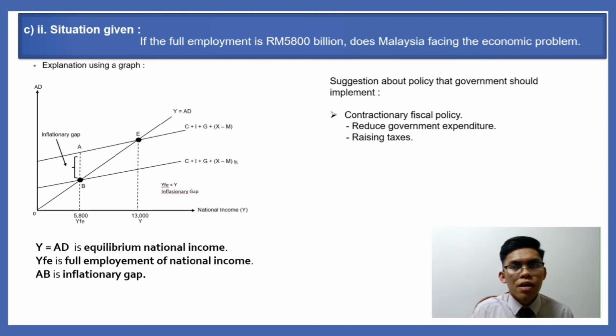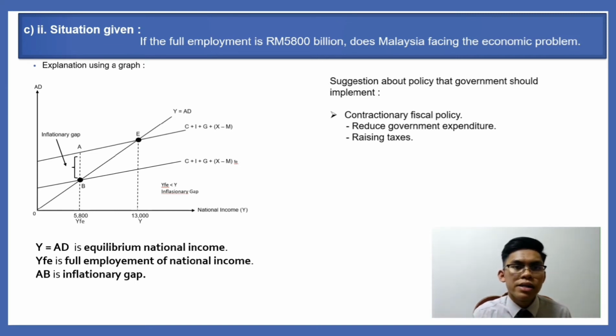Based on the graph, the national income at Y is 13,040 billion, but the national income of full employment is at point B. You can see that there is an inflationary gap on the graph, which is AB. That is the economic problem. The inflationary gap of AB will increase the general price level.